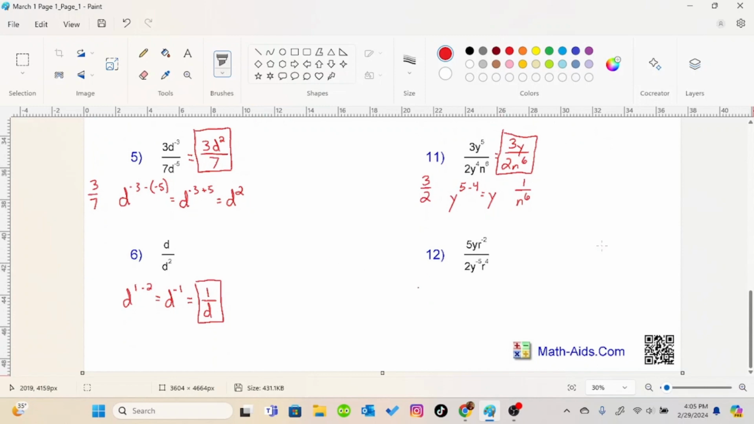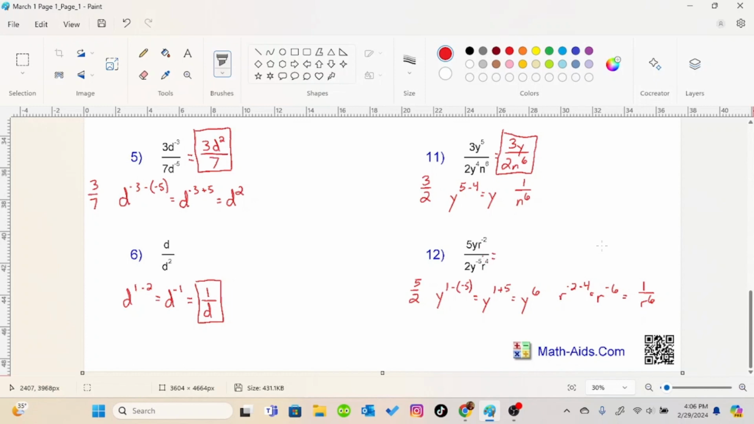And the final problem on page 1, we have 5 over 2. For y, we have 1 on the top minus negative 5 on the bottom. Minus a negative becomes addition. And 1 plus 5 equals 6. For r, we have negative 2 on the top minus 4 on the bottom. Negative 2 minus 4 is negative 6. And to make that positive, it's 1 over r to the 6th.